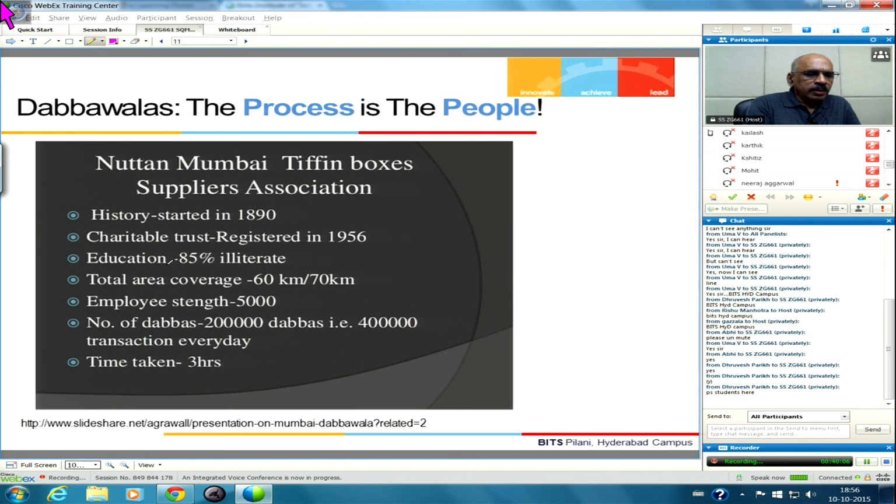And 88% of the people are illiterate. And there are 5,000 employees, the dabbawalas. I don't know, this may be a very old figure, maybe now it's different, because I picked up this slide from a net source. The number of dabbas is about 2 lakhs, that is about 44 lakh transactions every day, two-way, right? You have to deliver to the office and again return the dabba back to home. And the average time taken is 3 hours. It's amazing.